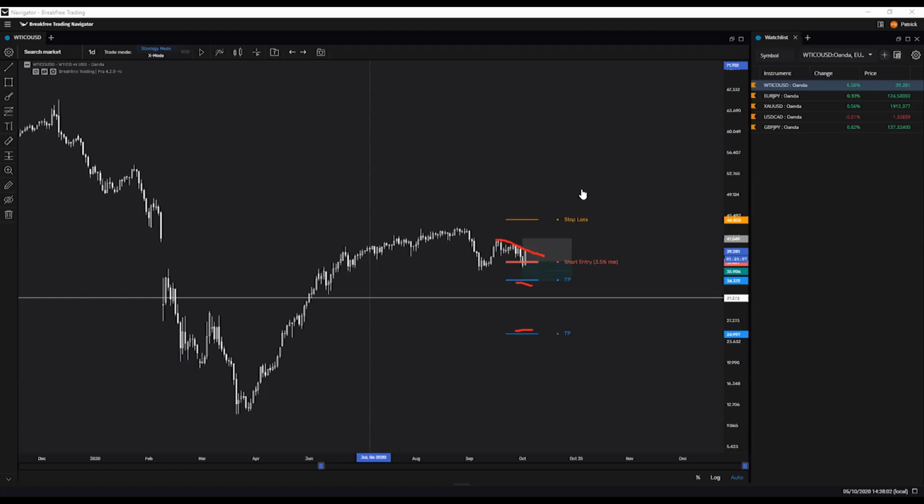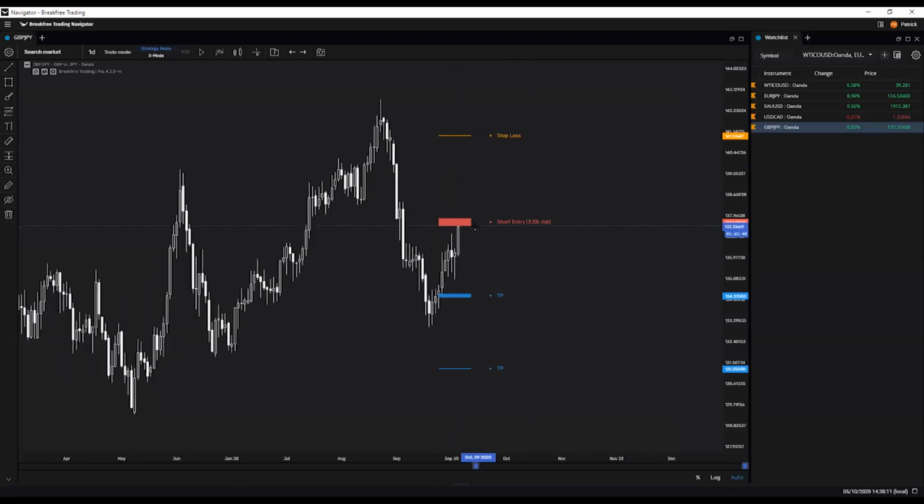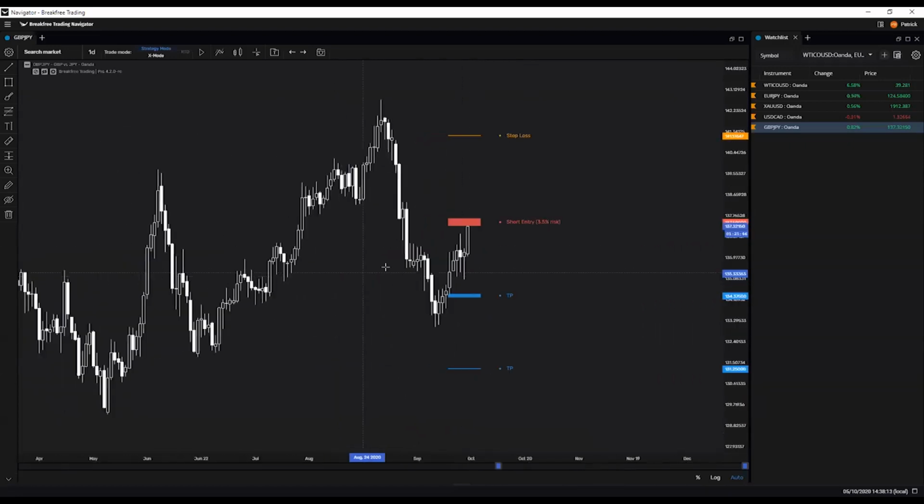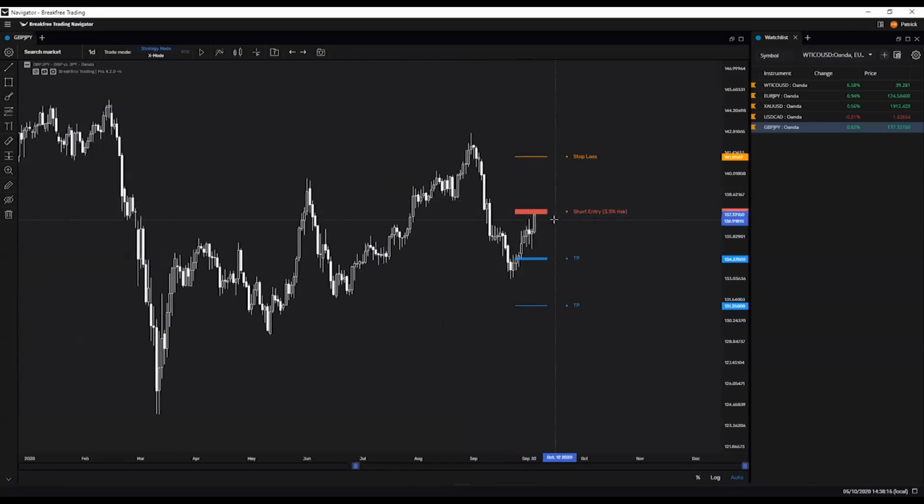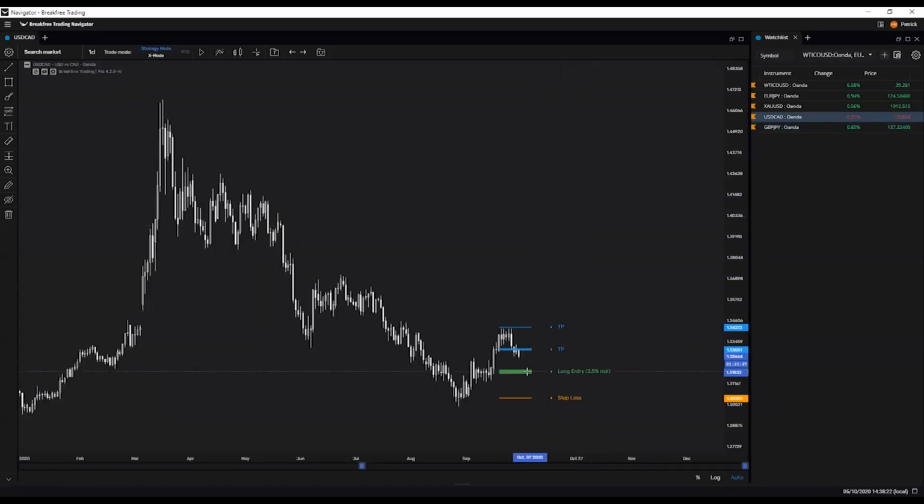GBP JPY just got triggered, so if you got that one set up, you might have one entry now. I'm not quite sure if it's there yet. It looks like there's a one entry here already on GBP JPY. USD CAD, we might see USD CAD coming in this week too.